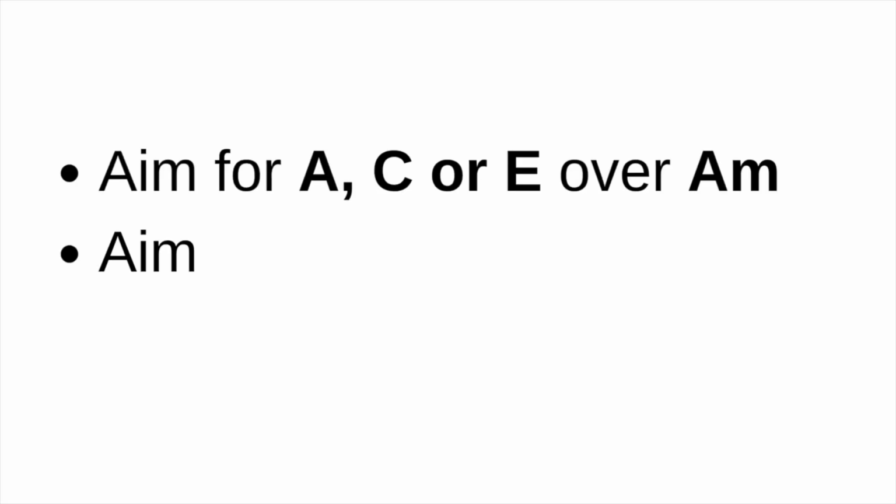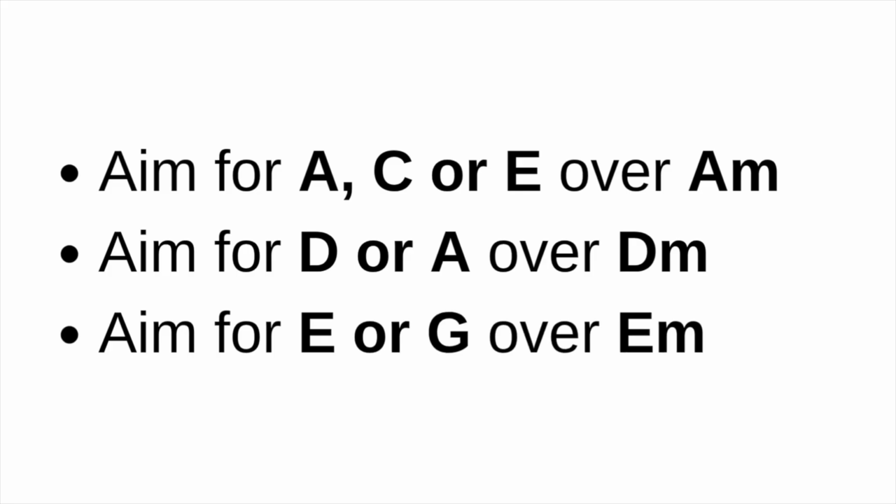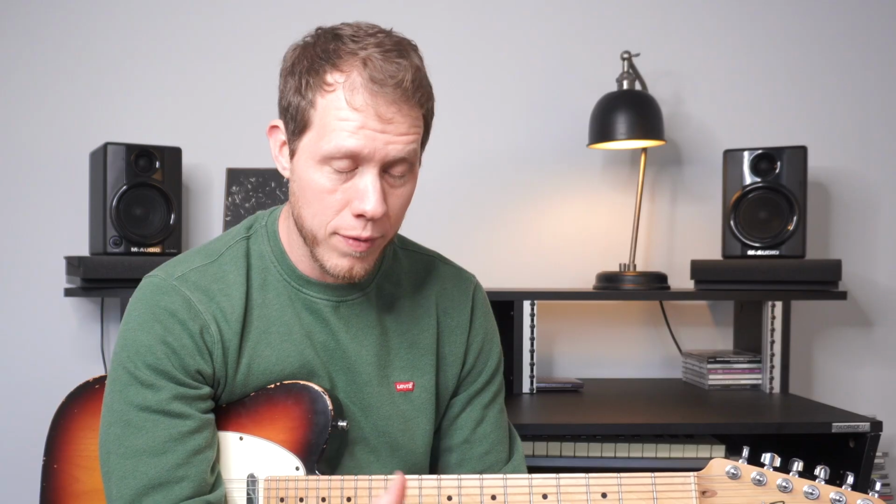A simple experiment. Put on a backing track using the chords A minor, D minor, E minor, or record yourself playing them on your phone. First, improvise freely using the pentatonic scale, and then do it again, but this time when the chord changes, aim for A, C or E notes over the A minor chord, D or A notes over the D minor chord, and E and G notes over the E minor chord. Don't worry about speed, don't worry about lots of notes, just listen. You'll start hearing how certain notes feel more stable over certain chords.